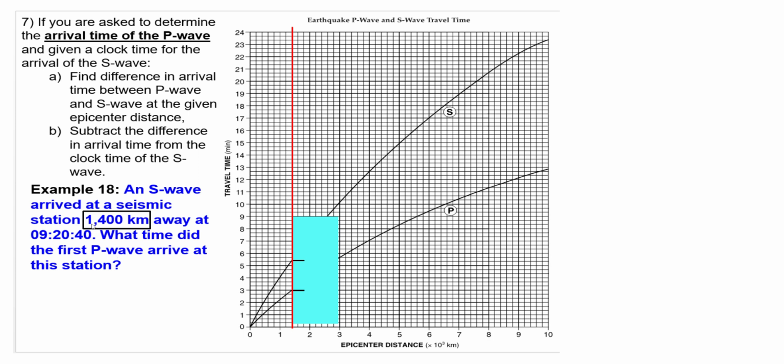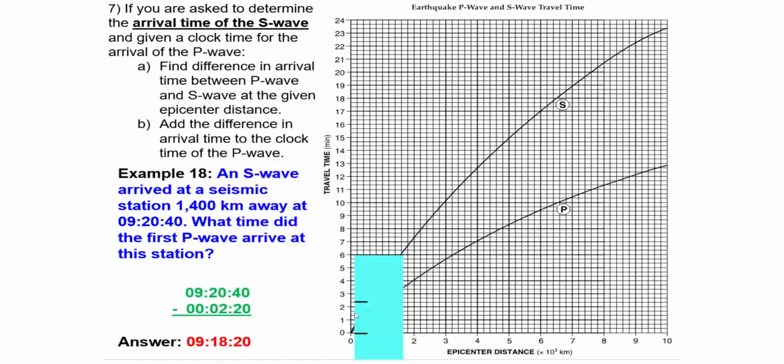So my distance is 1,400. Here's 1,400. I'm going to align my scrap paper and mark a line at P and mark a line at the S wave where they intersect with my scrap paper. I'm going to take my scrap paper to my y axis and align one of my lines with 0. I see that the time difference of when my P wave and my S wave arrived at the station is 2 minutes and 20 seconds.